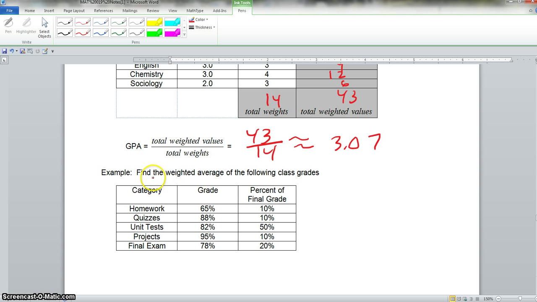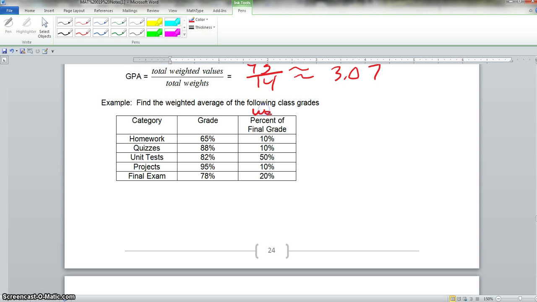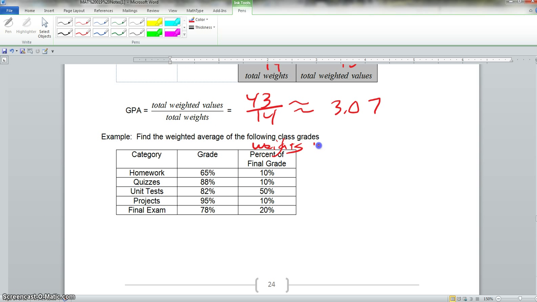Now we come to this example. It says find the weighted average of the following class grades. Homework is 65% of the grade. Well, you scored a 65% on the homework, but the percent of the final grade is 10%. And we also have these other values here. So now we will multiply these values here. But first, we have our category, our grade, and then we also must have here the weights and also the weighted value.